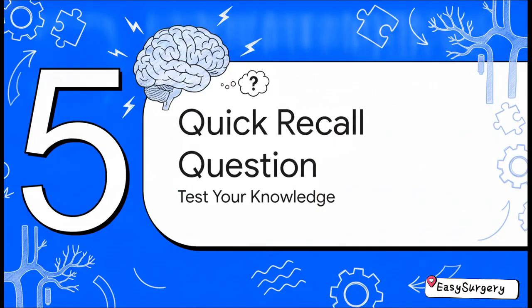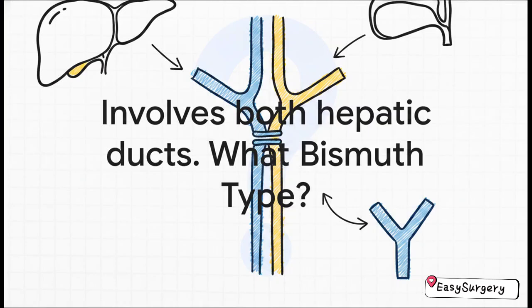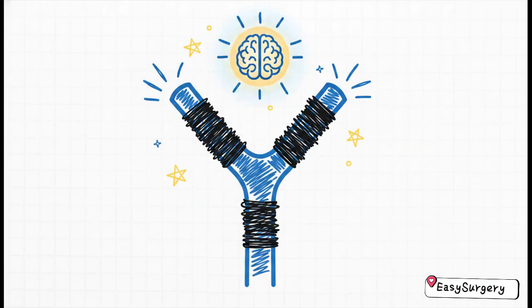Let's wrap things up with a quick recall question. All right, here's your scenario. You're looking at a benign biliary stricture that involves the hepatic duct confluence, and it extends into both the right and left hepatic ducts. Think back to those visual anchors we talked about earlier. What Bismuth type is this? Boom, you got it. That is Bismuth type 4. Remember our little sequence? Low, near, confluence, both. Both ducts involved means type 4 for sure.